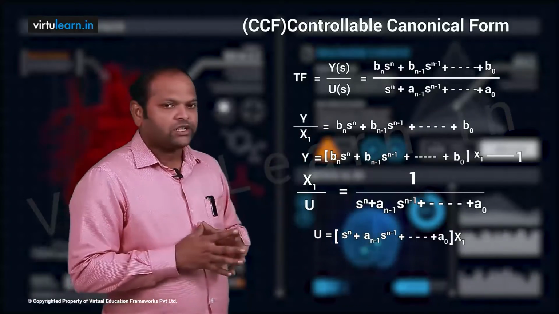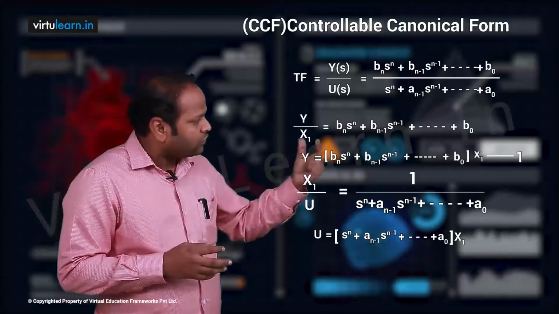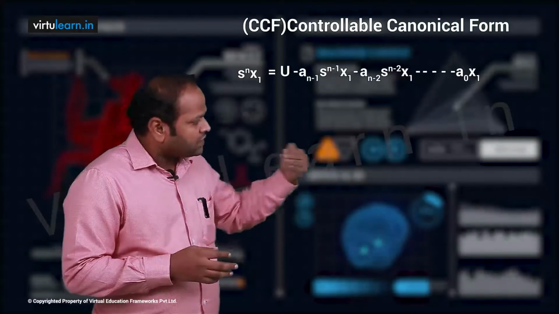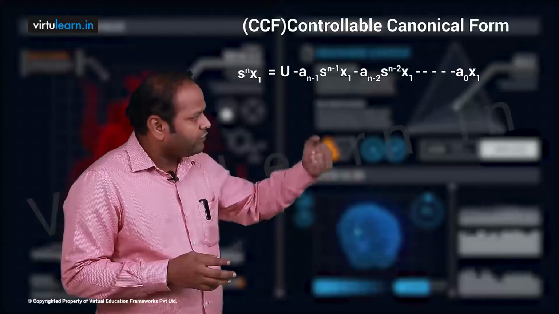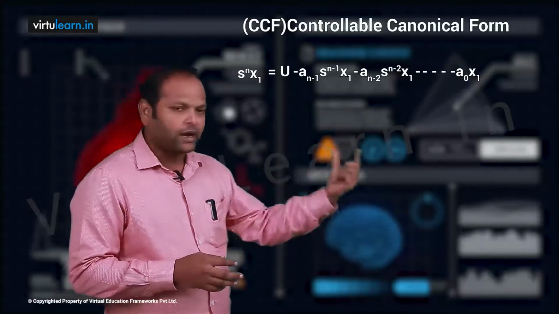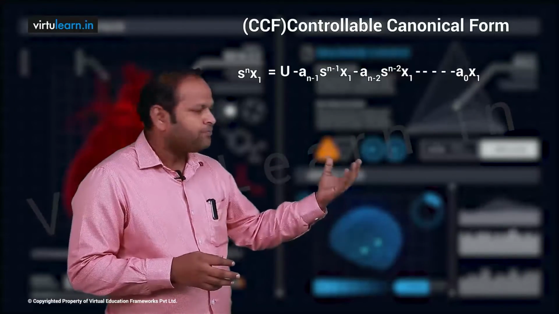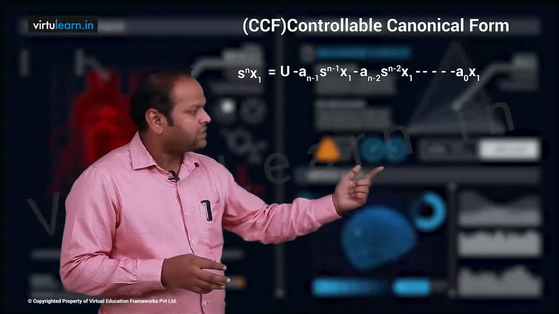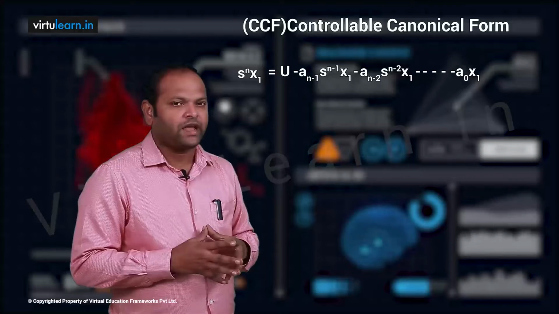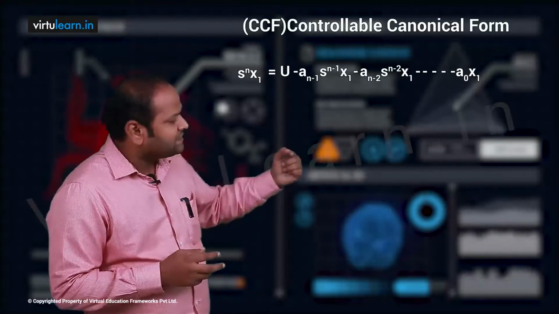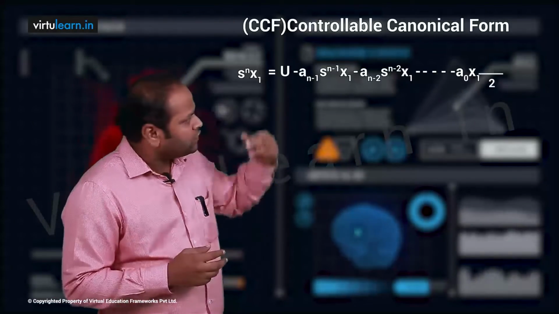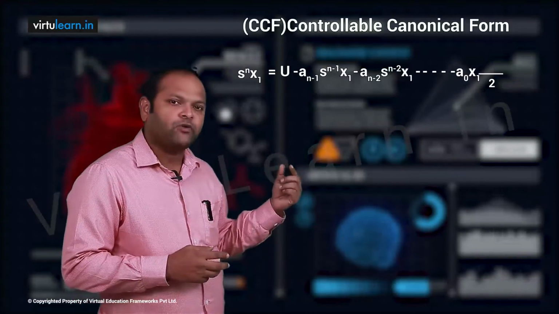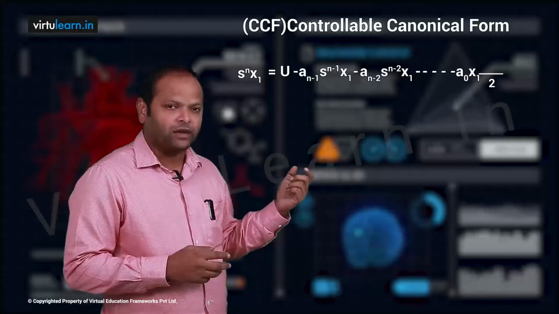Now in this equation, I want to write this s^n term separately. So X1 times s^n is equal to, when you take the other terms to the other side, U minus the remaining terms, that is a_(n-1) s^(n-1) X1 plus, and so on, the last element will be a_0 X1. So this is equation number 2. Equation 1 is for Y, equation 2 is for s^n X1.